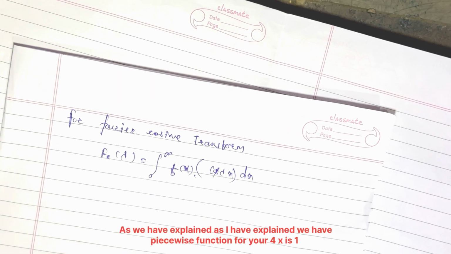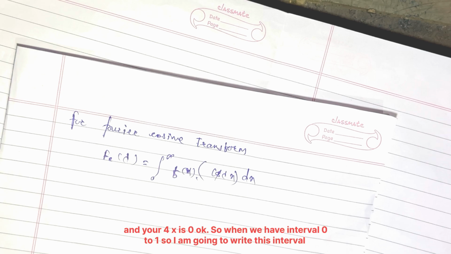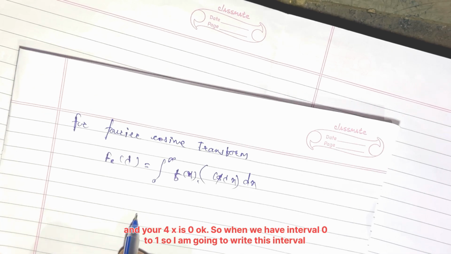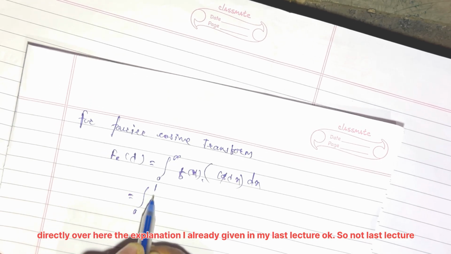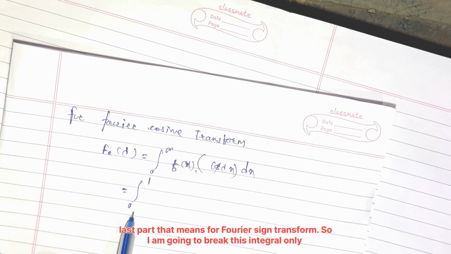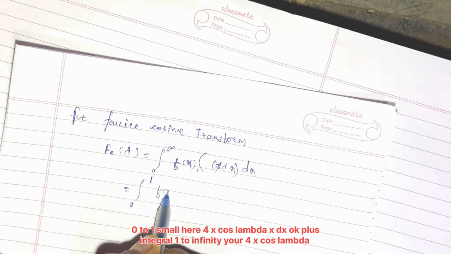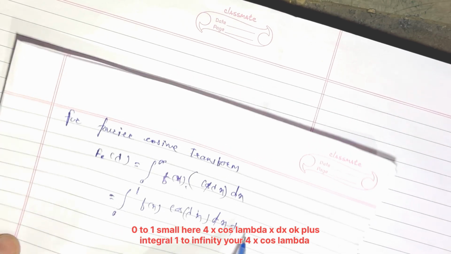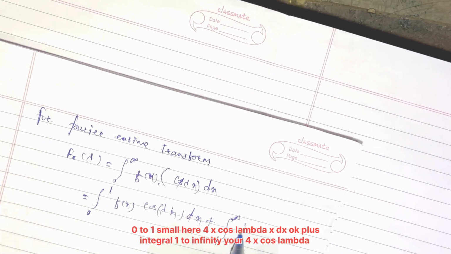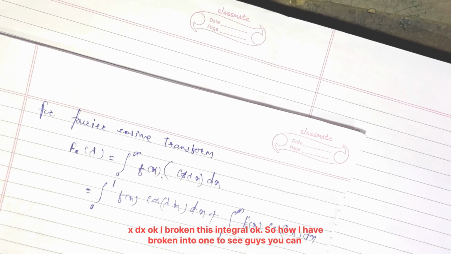As I have explained, we have a piecewise function where f of x is 1 and f of x is 0. When we have the interval 0 to 1, I'm going to write this interval directly over here. The explanation I already gave in the last part, that means for the Fourier sine transform. So I'm going to break this into integral 0 to 1 of small f of x cos lambda x dx, plus integral 1 to infinity of f of x cos lambda x dx. I have broken this integral.